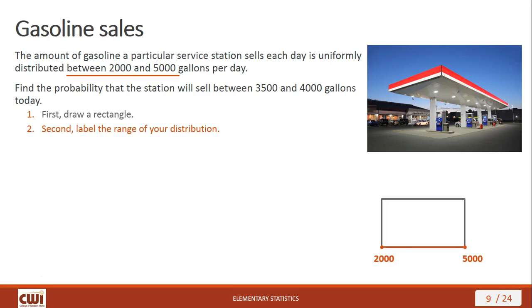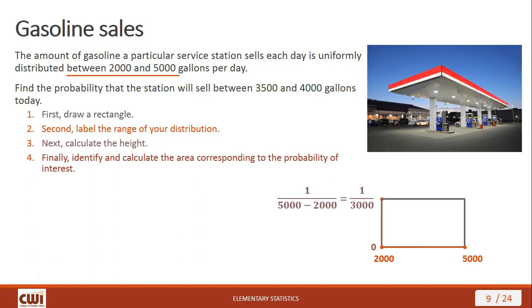What's the next step to solving the problem? It's going to be calculating the height of the rectangle. So with that, we're going to calculate the height. There wasn't anything given in the problem statement to indicate what that height would be. So that means we have to take the reciprocal of the range. So we're going to take 5,000, subtract 2,000, and then take the reciprocal. And when we do that, we get 1/3,000. This is the height of our uniform distribution.